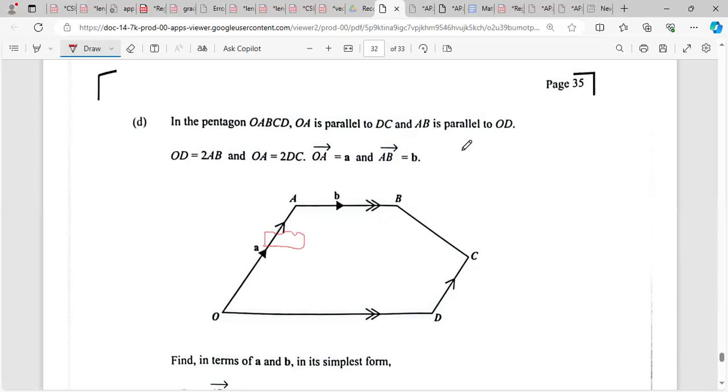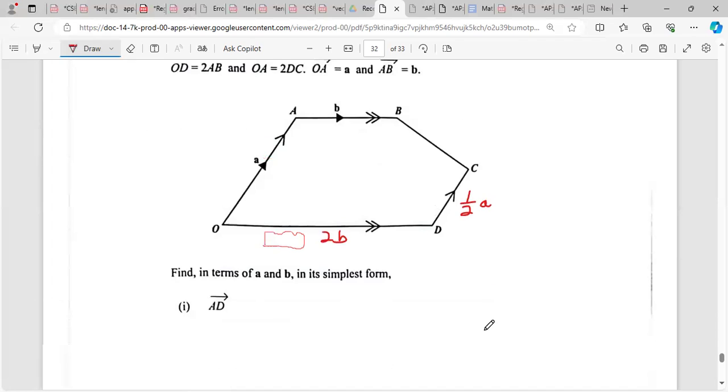AB is parallel to OD, so OA is parallel to BC. OD is equal to 2AB, so instead of writing 2AB we could just write 2B, because that one is B. So OD is 2B. And OA is equal to 2BC, so that means BC is half of OA, which is A.